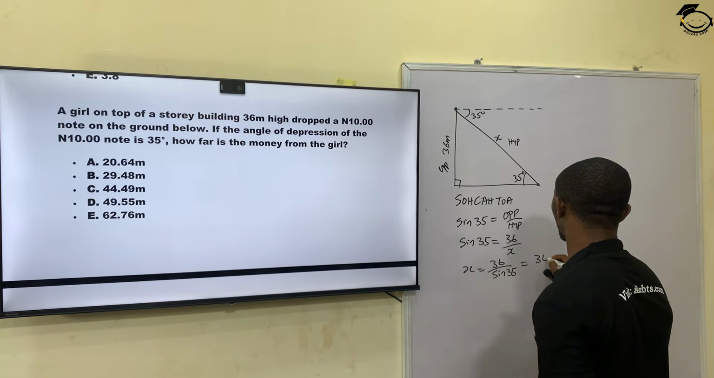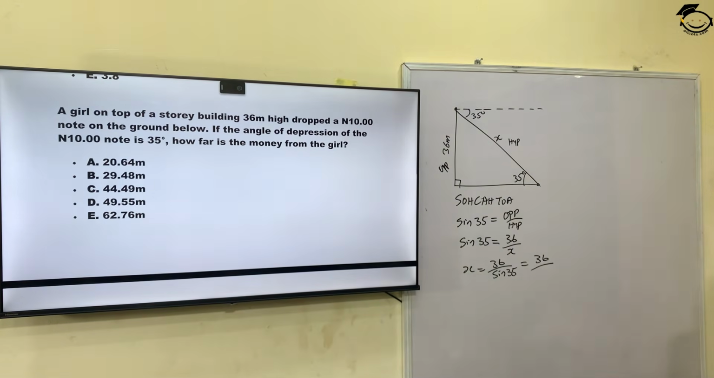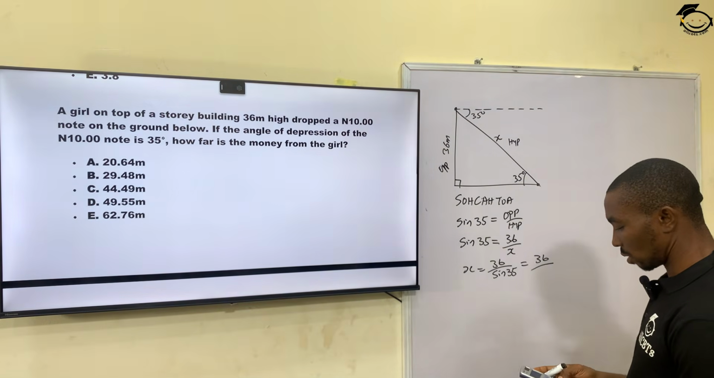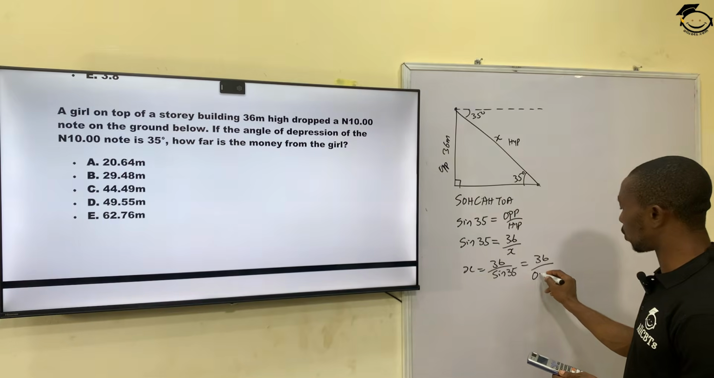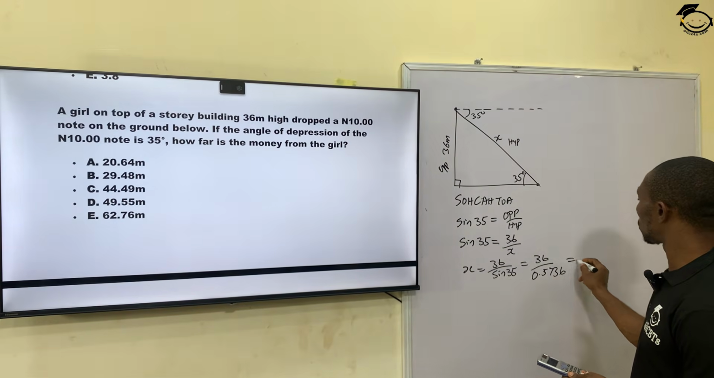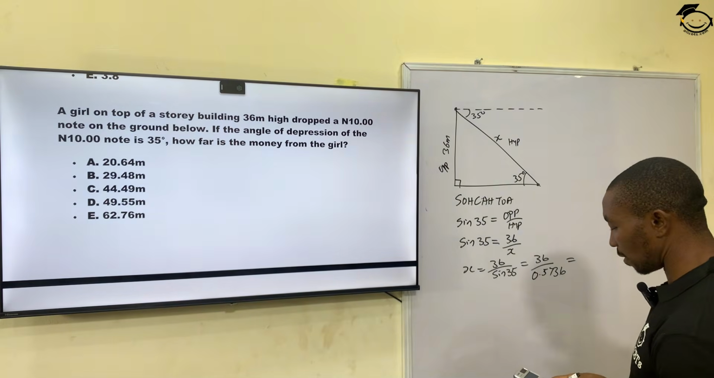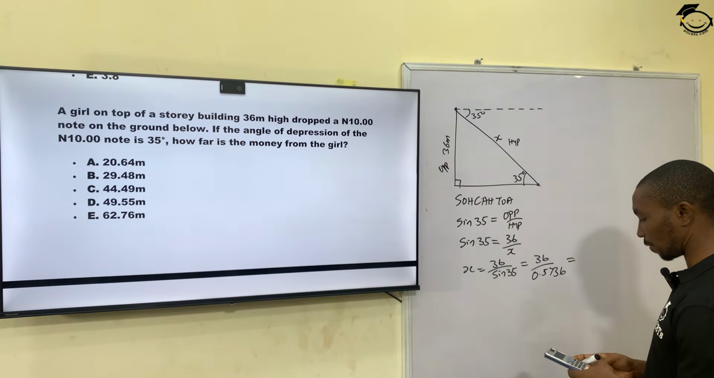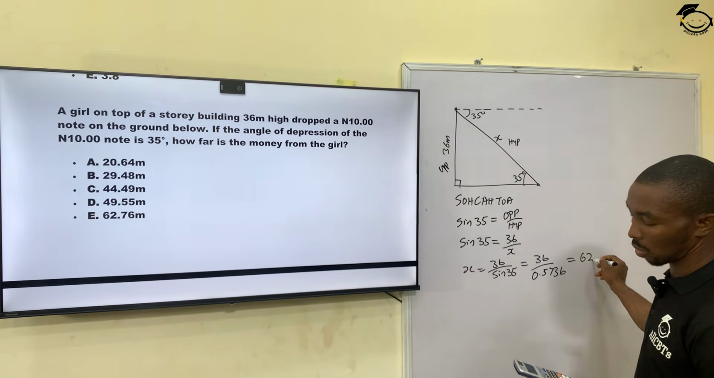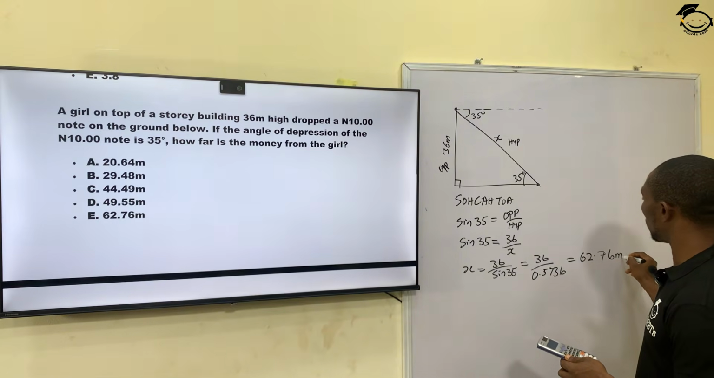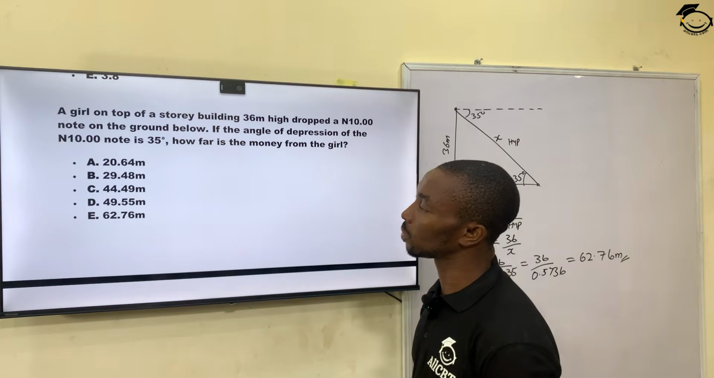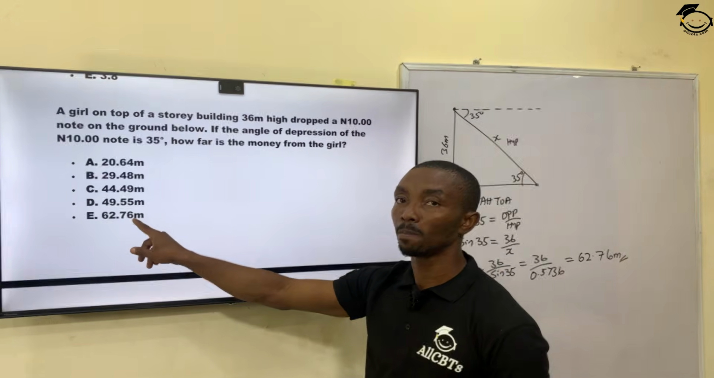So sine 35 gives us 0.5736. So 36 divided by sine 35 would give us 62.76 meters. So our answer will be 62.76 meters, which is option E.